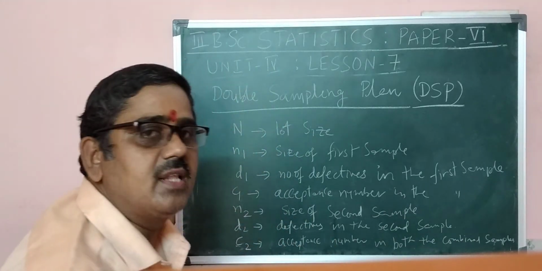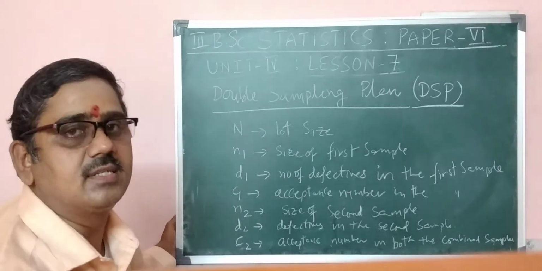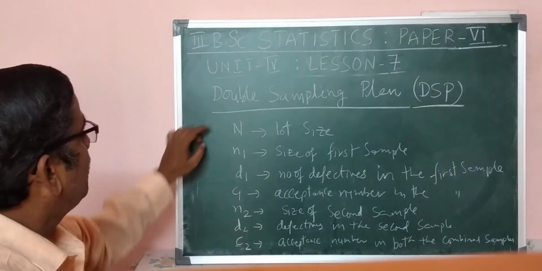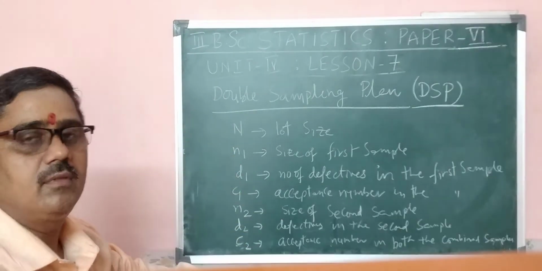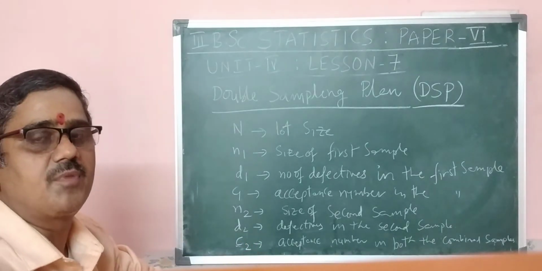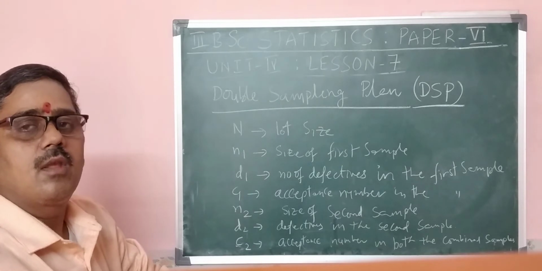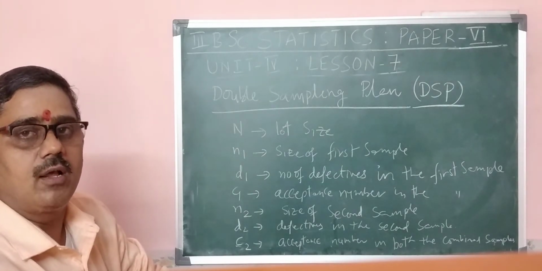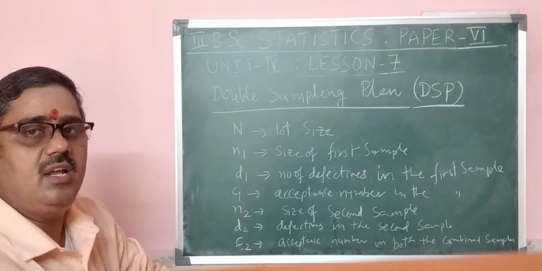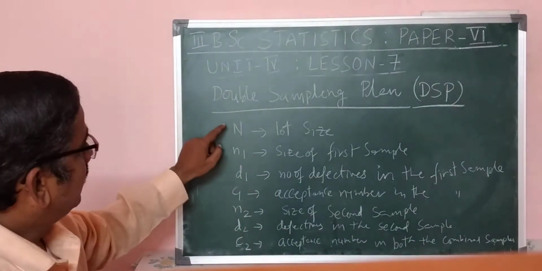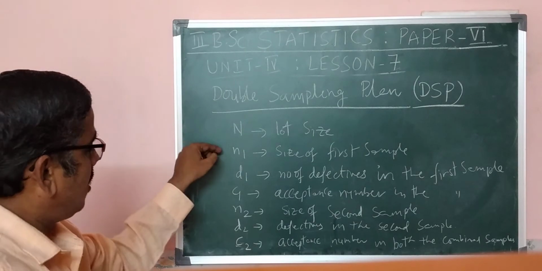C2 is the acceptance number in both the combined samples. Now refer, I tell you again: capital N is the size of the lot, the total number of items produced in a particular day. Usually, it is considered as a lot, the total items of the production. That is the lot size.